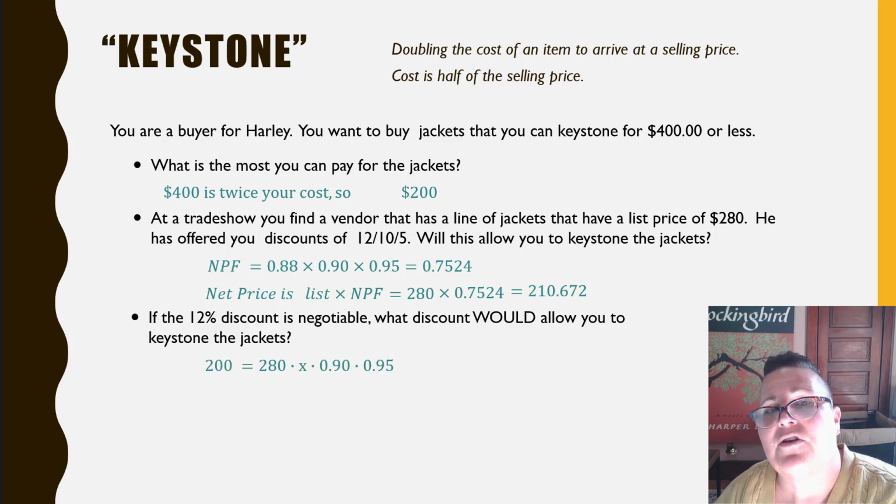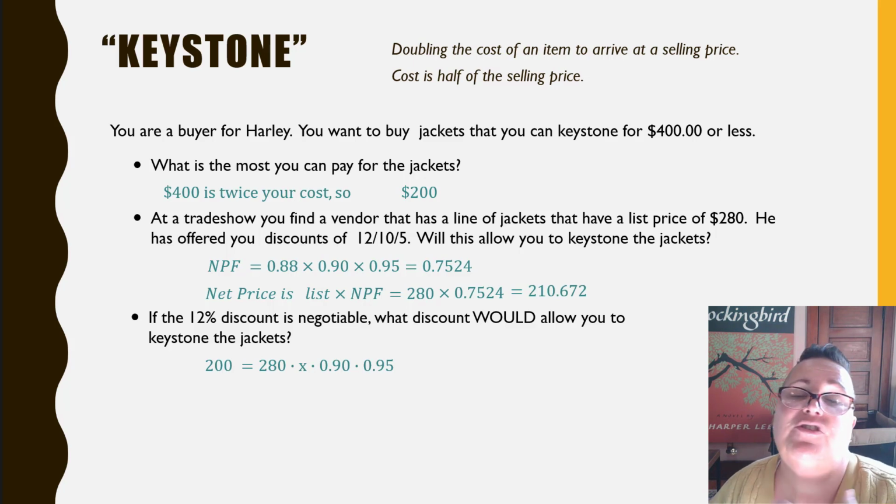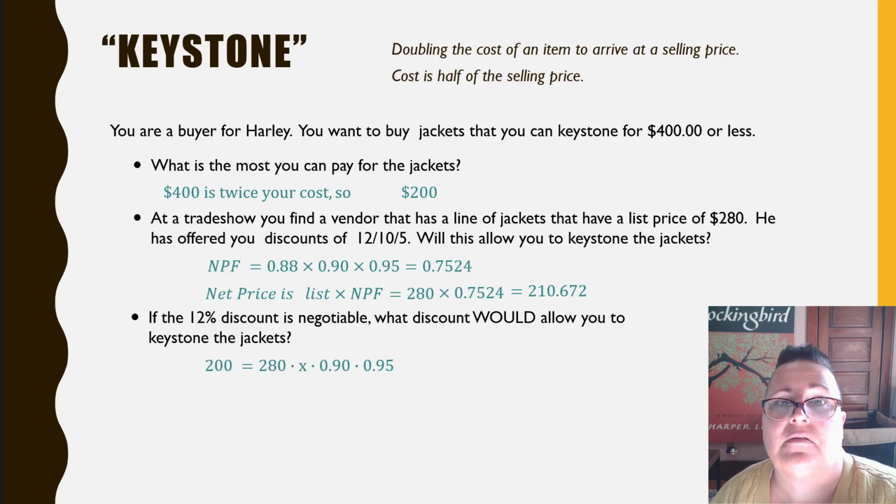So we're going to do 200 has to equal 280. That's the cost of the jacket, times an unknown discount, well, complement, really, times 0.9 times 0.95. The 280 is what he's offering for the jacket, the list price for the jacket. The 200 is your budget limit. The X is because you don't know what that first discount has to be. You don't know if that's okay at 17% or 20% or 15%. You don't know what it's okay at. So we're going to put an X in there.